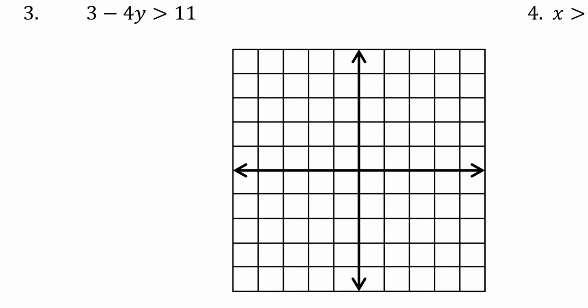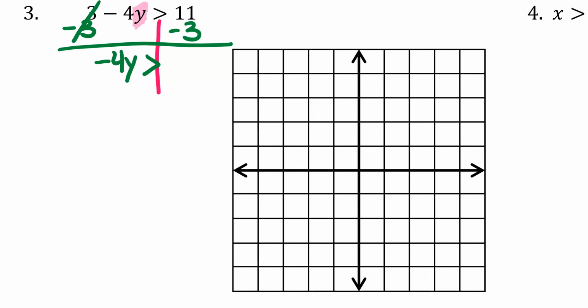Number 3. Okay, number 3, we need to get y by itself. There's my y. All right, so I'm going to move everything away from the y. So there's a 3 there and a -4. Let's move this 3 first. So we're going to do -3 on each side. I know it's kind of weird because there's no x, but you guys know how to do this, so don't panic. Okay, -4y is greater than 11 minus 3, which is 8.